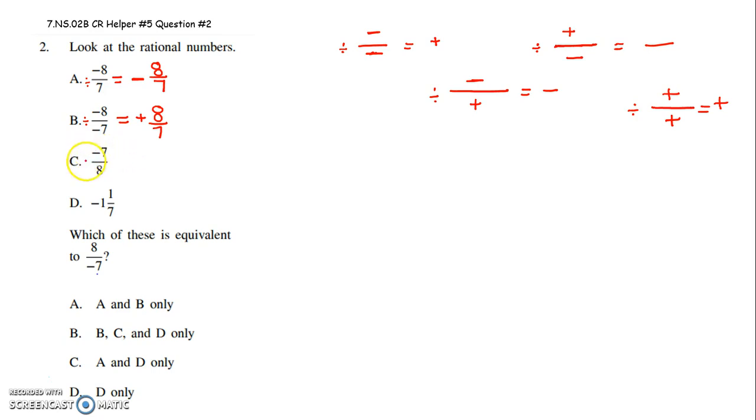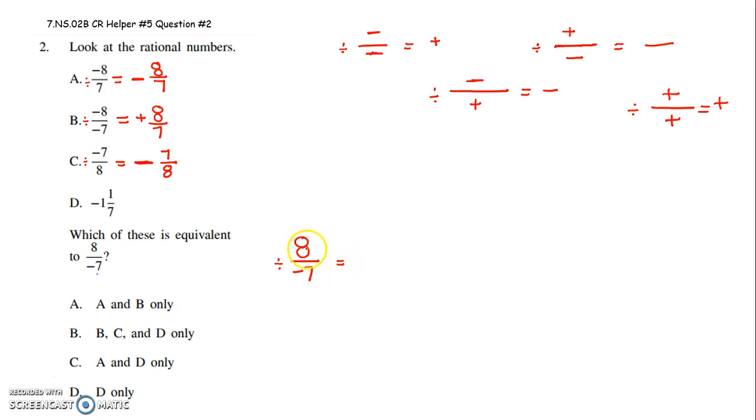Here I have a negative divided by a positive. What's a negative divided by a positive? Oh, that's a negative. So I'm going to put one negative sign out in front and write it as 7/8. See how there's just one negative sign here? There'll just be one negative sign in the answer. And this one's already in simplest form. -1 1/7. Okay, so which of these is equivalent to 8 over -7?